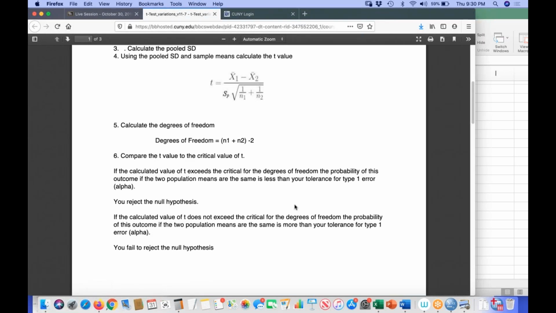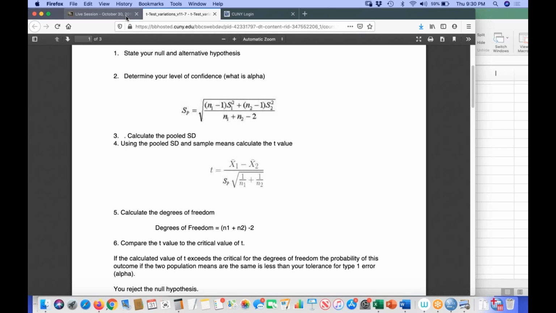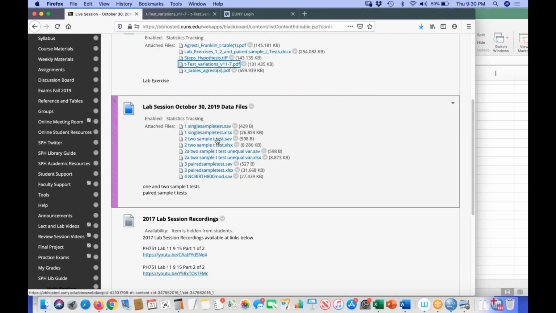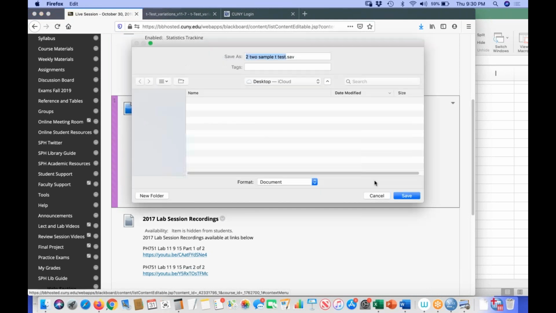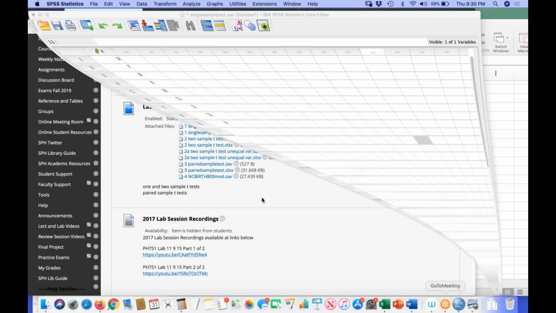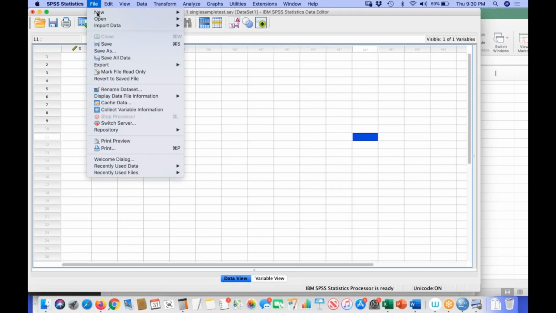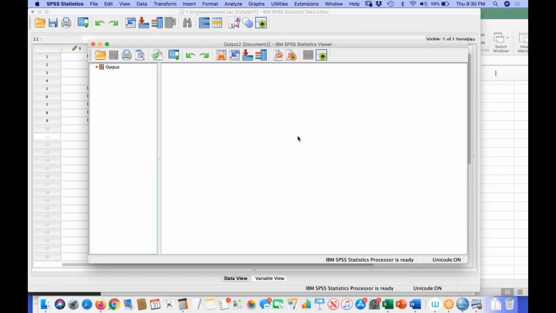Let me make sure I have the, okay, let me put 2 sample t-tests. And I'll put this on my desktop. And now I will go to SPSS. And I'll say File, Open Data. Go to my desktop, 2 sample t-tests. These are the same numbers as we just worked with.